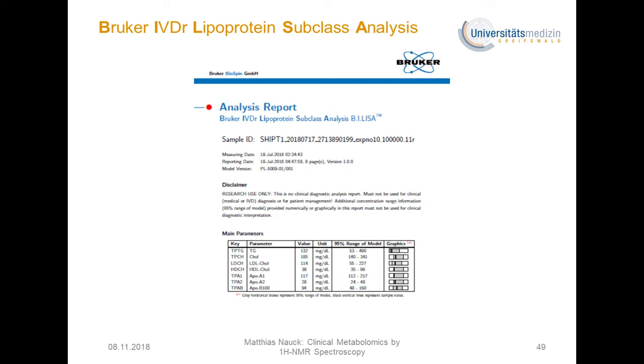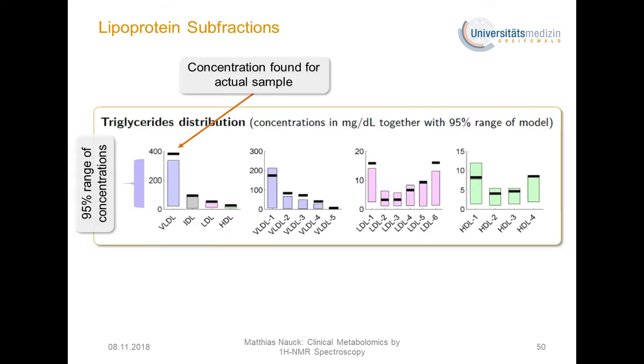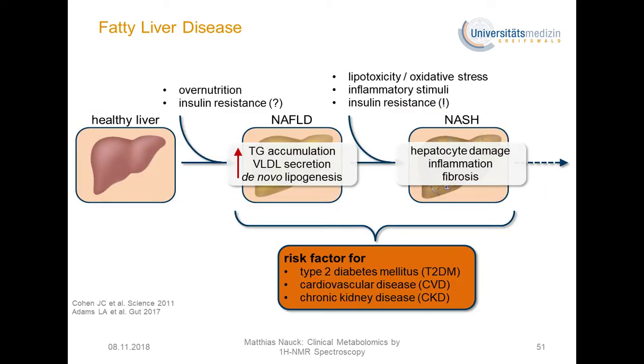And when you apply this lipoprotein subclass analysis, you receive a lot of results. For instance, the triglyceride distribution over the lipoproteins, and then in addition over the lipoprotein subclasses. The bar here shows the distribution of the samples in general, and the concentration found for the actual sample is a black bar. So you can see that in this case the triglyceride concentrations in total, VLDL and LDL are in general a little bit high, whereas they are within the confidence considerations in the HDL lipoprotein fraction.